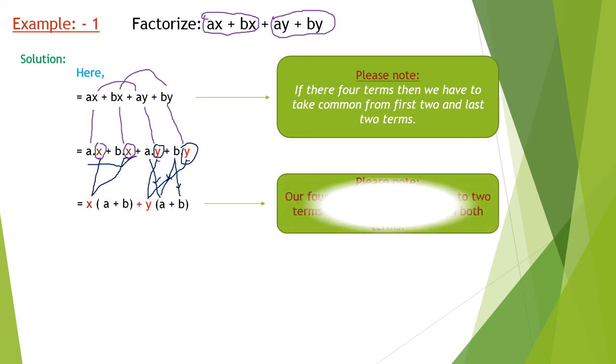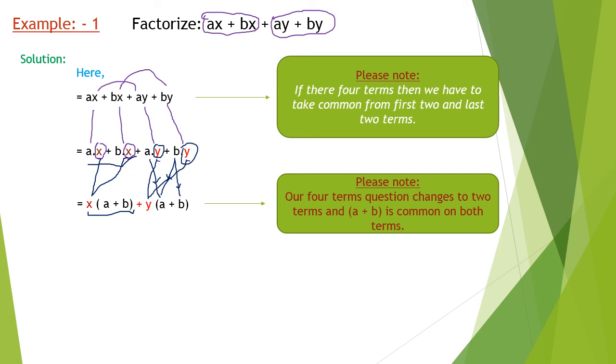Now please note, our 4-term quotient changes to 2-term quotient. Right here, how many terms are there? You can see there are only 2 terms. This is the 1 term and this is the 2 term. From the 2 terms we can clearly see a plus b is common. Isn't it? Exactly. a plus b is common. Now what we have to do, the common value, we have to take it out from the rest of the other value.